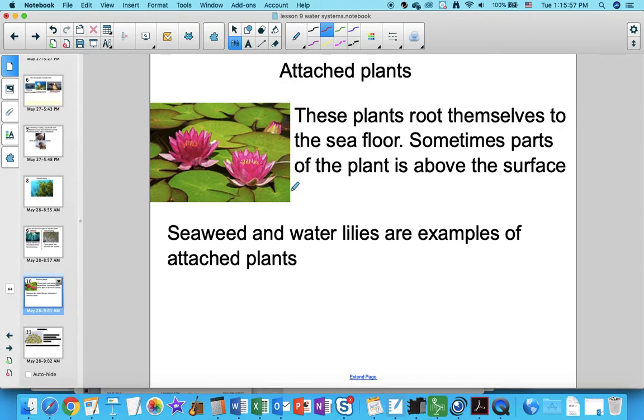Attached plants root themselves to the seafloor. Sometimes parts of the plant, or most of the plant, can be above water. Seaweed is an example, and water lilies are another example. The plant extends all the way to the seafloor and is rooted there. Some of the plant may be above the surface, but the base of the plant is found at the bottom of the ocean, lake, or river.